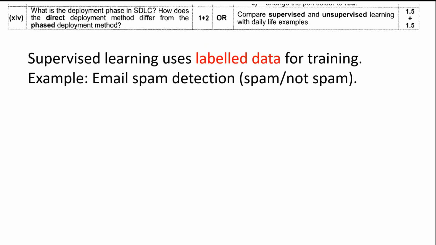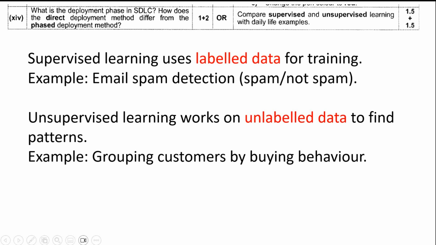Next one: compare supervised and unsupervised learning with daily life examples. Number one, supervised learning uses labeled data for training, or trained data. Example: email spam detection, spam or not spam. Unsupervised learning works on unlabeled data to find patterns. Example: grouping customers by buying behavior. First they get the patterns, and after this they learn from that.